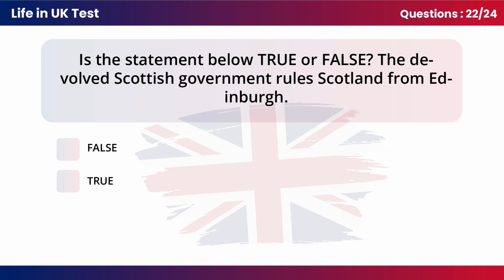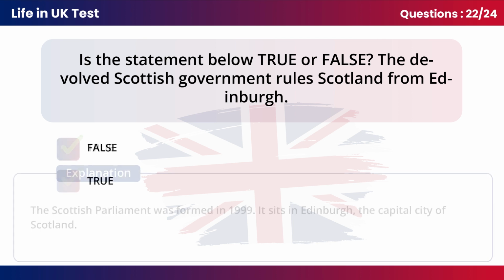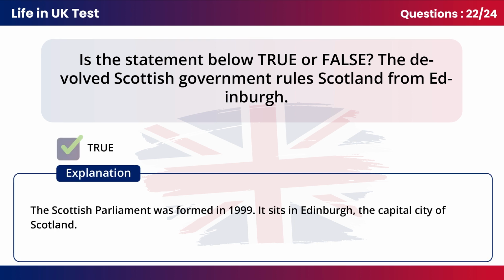Question 22. Is the statement below true or false? The devolved Scottish Government rules Scotland from Edinburgh. True. The Scottish Parliament was formed in 1999. It sits in Edinburgh, the capital city of Scotland.